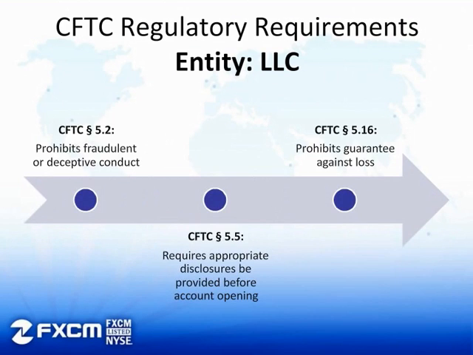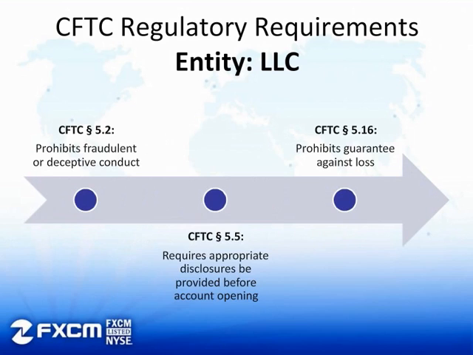The CFTC's regulatory requirements include sections 5.2, 5.5, and 5.16, which pertain to conduct and ensuring that appropriate disclosures are sent to customers. More specifically, CFTC section 5.2 strictly prohibits deceptive conduct. This includes any fraudulent attempt to cheat, defraud, or willfully deceive any person by any means, or providing statements that are not entirely true.